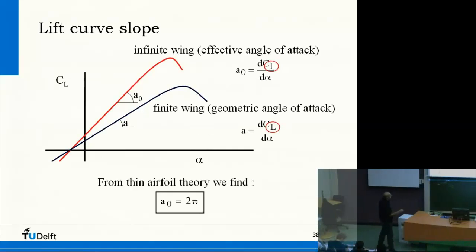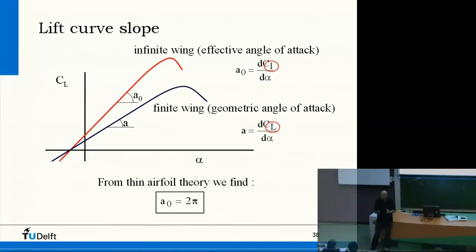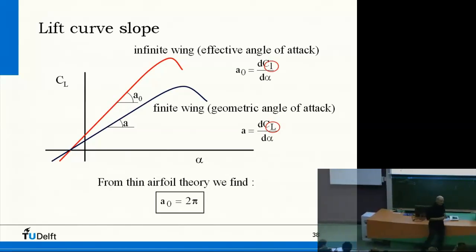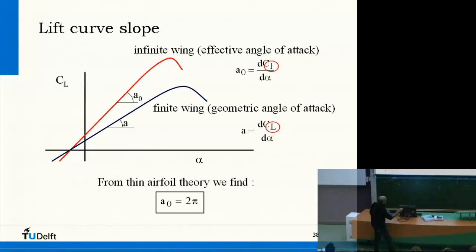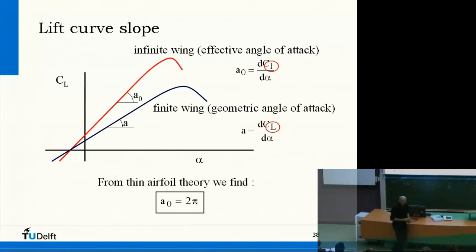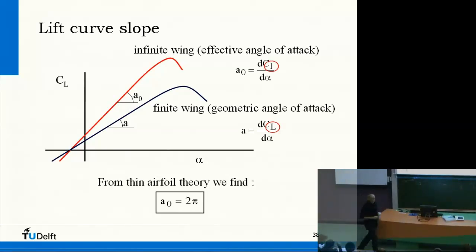Okay, if we would have an infinite wing, so an airfoil, then we would have this lift curve. And in general, when we talk about airfoils, then we write the CL with a small l, and if we talk about wings, then we write the CL with a capital L. This lift curve slope is a0, dcl d alpha, a0. And of the finite wing, we look at the geometric angle of attack, and this is a.